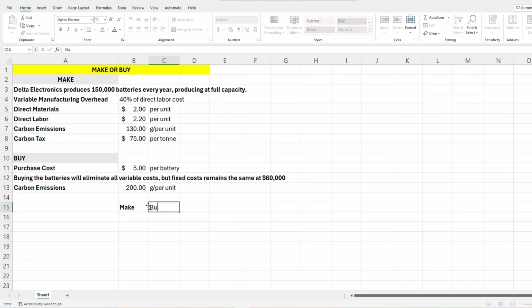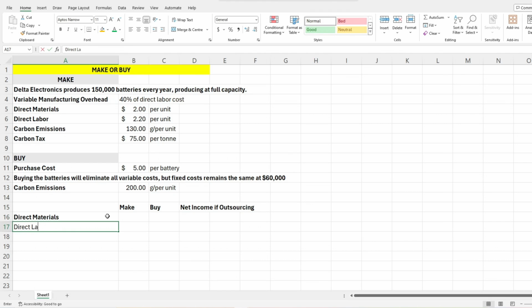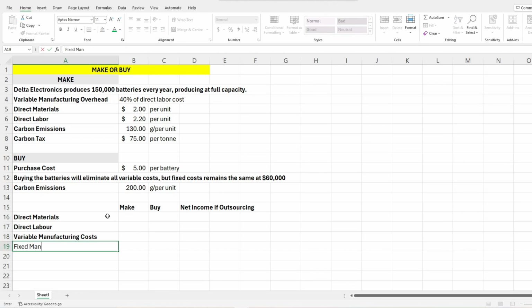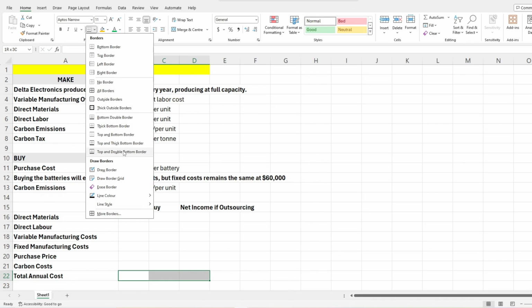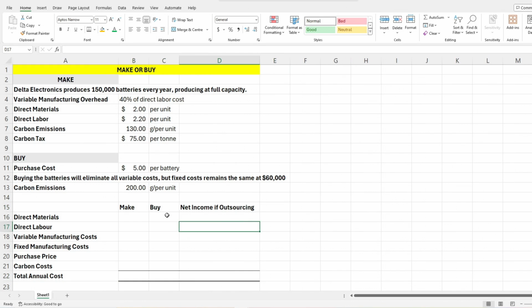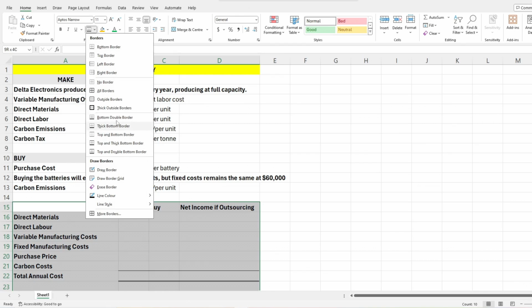So make or buy, the net income if outsourcing. And then on the left, we'll have direct materials, direct labor, variable manufacturing costs, fixed manufacturing costs, purchase price, carbon costs, and then our total annual cost. So this will be the sum. Put that down. All right, and let me just make a border around this.